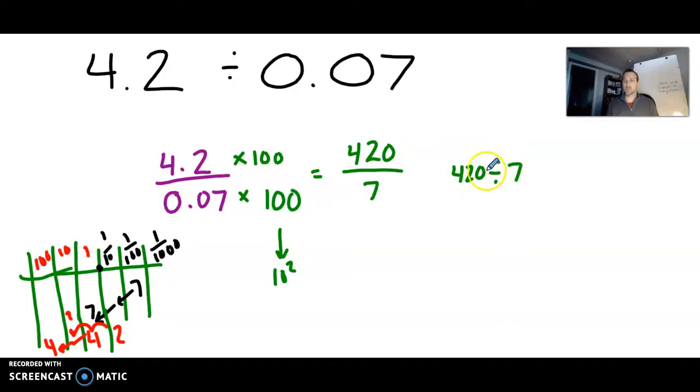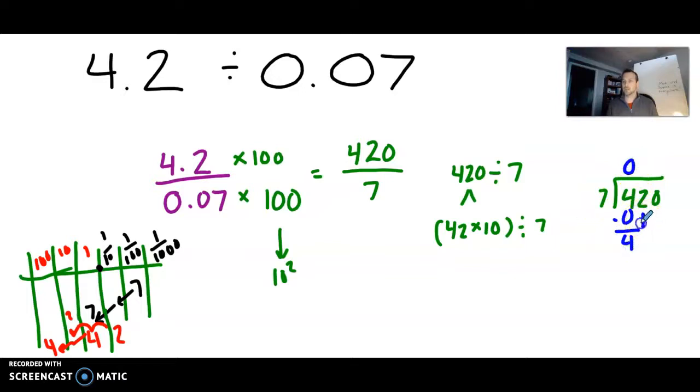Almost a basic fact, isn't it? Really, we could break this up into 42 times 10, divided by 7, or you simply could do 420 divided by 7. And I think that tends to be pretty common for most of us. How many 7s go into 4? None. I didn't use any. I'm going to bring down the 2. How many 7s go into 42?